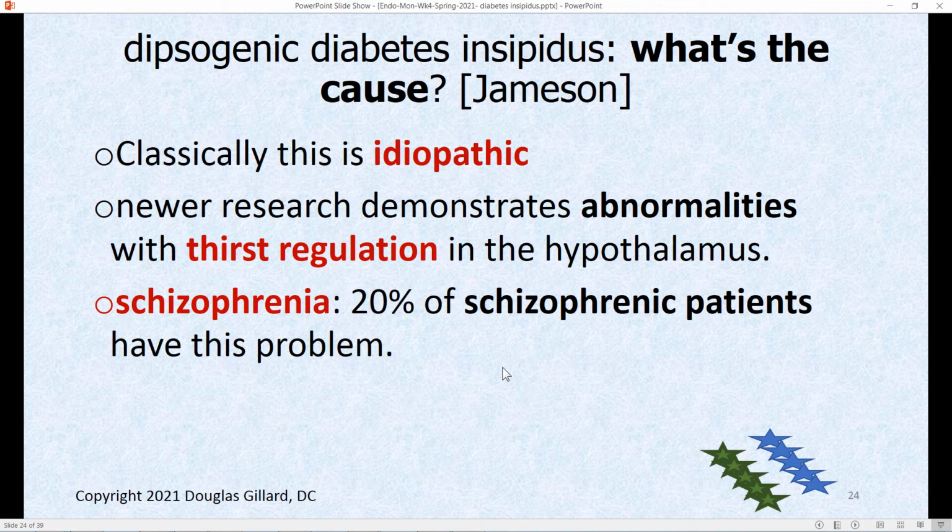What's the cause of dipsogenic? We don't know what it is. There's some new research that shows that the thirst centers in the hypothalamus are messed up by gene mutations, so they are just always on and make you thirsty. Interestingly, about 20% of schizophrenic patients just drink too much water out of habit, and this is not related to any medication either. This is not lithium based. They can go on other medications. They like to lick their lips as well. We'll talk about that in dermatology.